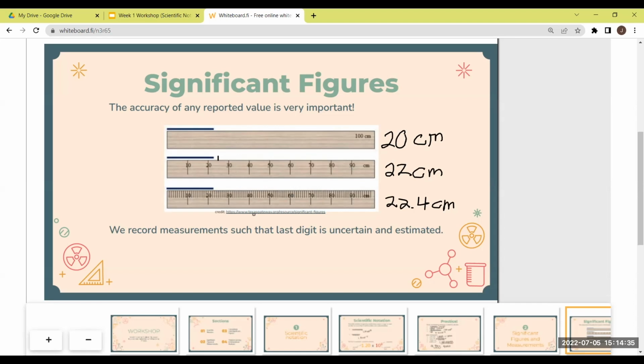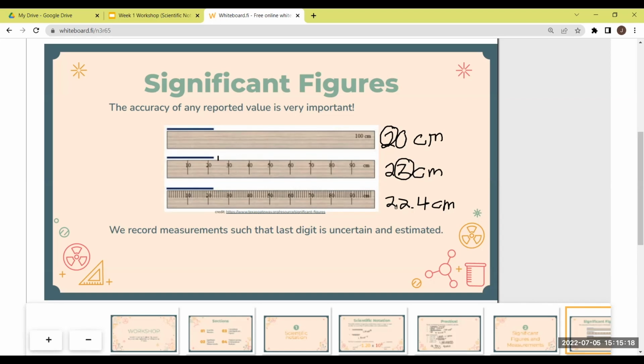So you can see here, we only record the measurements such that the last significant digit is uncertain and estimated. So we can see this 20 on this first measurement right here. That's the only uncertain or estimated value right here. This second ruler, we only have two significant figures, so this final digit, the last digit of 22, is significant because the last digit is quite uncertain, or we're estimating that number.